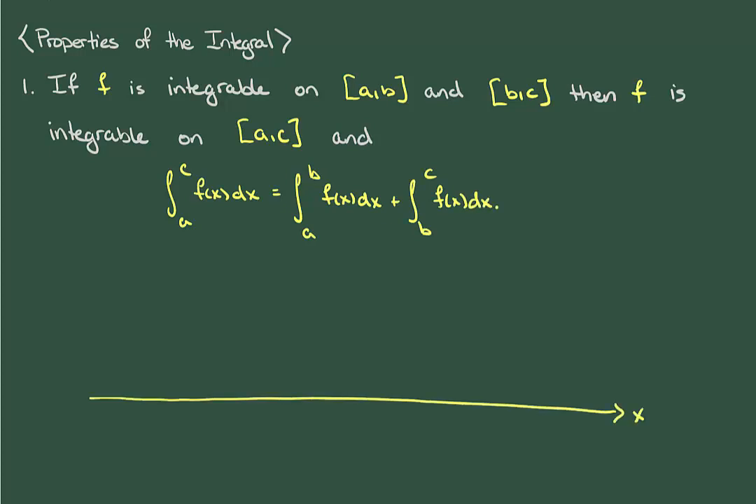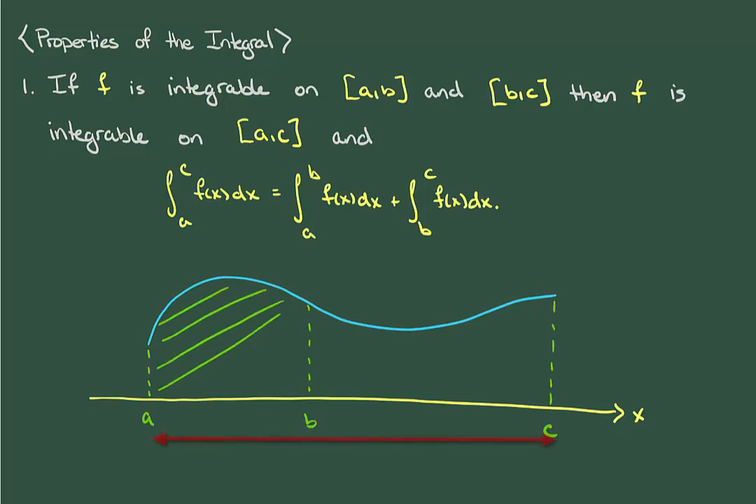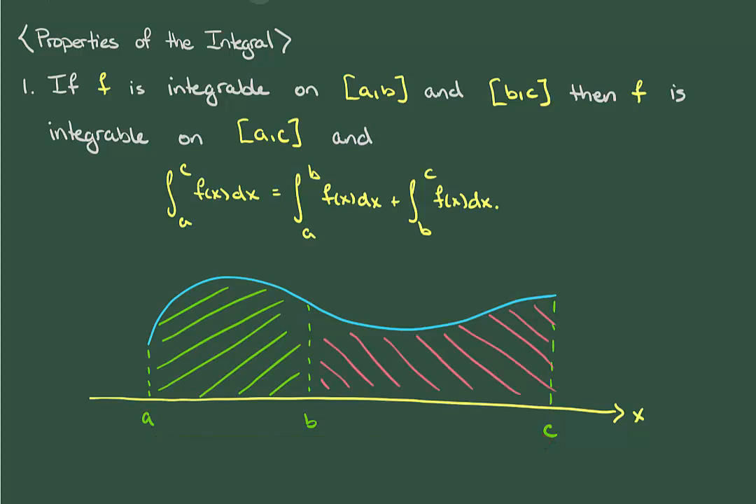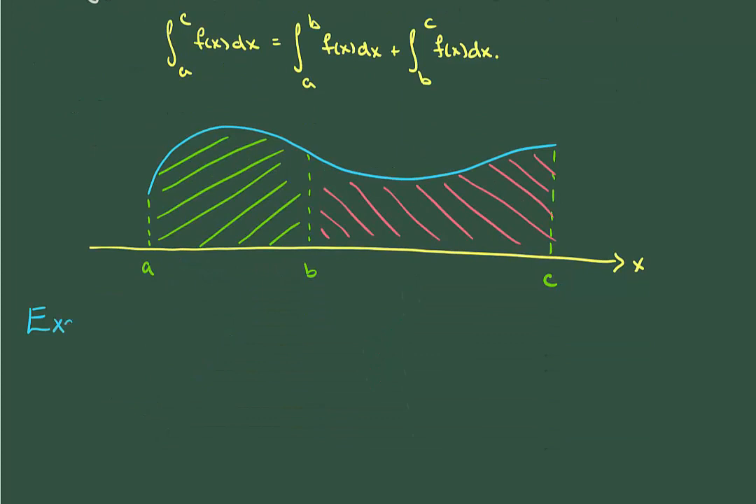Now this isn't surprising if we draw out what this looks like. We've got a function which we can integrate on the interval ac, and yeah, the integral on the whole interval is the sum of the integrals on each part. To see this in action, let's find the integral of a piecewise function on the interval 0, 2.